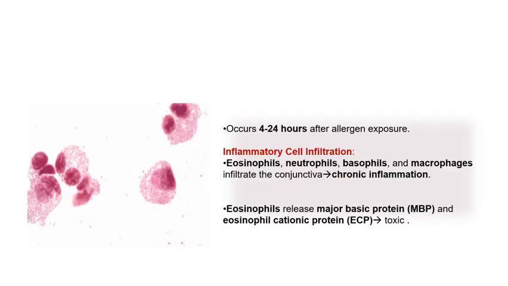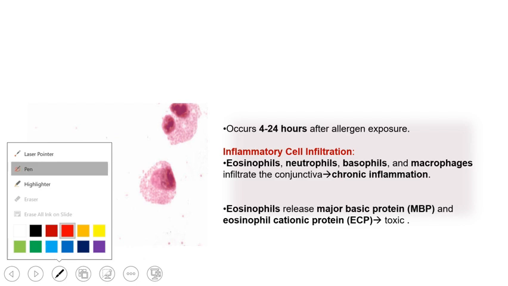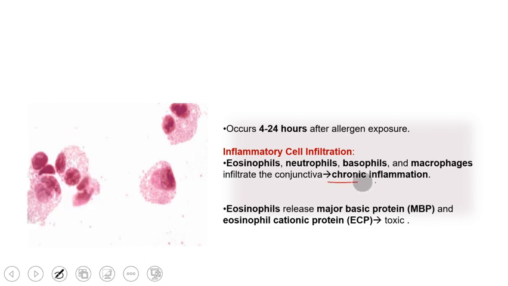So this delayed response occurs basically 4 to 24 hours after the allergen exposure. And here the inflammatory cell population that you're going to find will be the eosinophils, neutrophils, basophils and the macrophages, right? So they're the ones which will basically lead to chronic inflammation. Now eosinophils are very important, and this is how you actually find eosinophils.